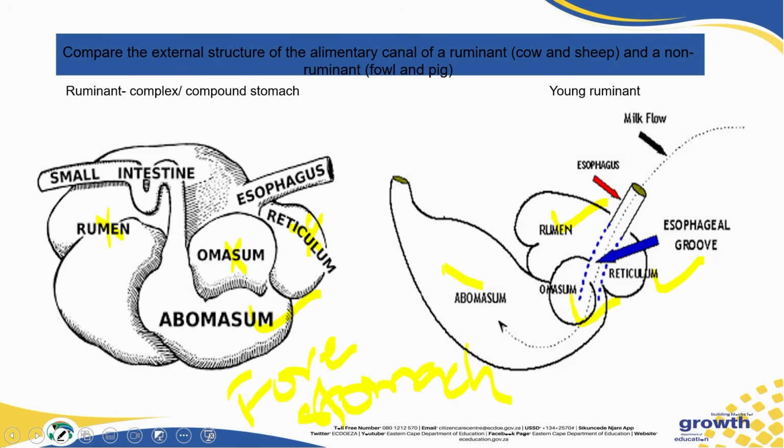These fore stomachs, that is the rumen, reticulum, and omasum, just form a tube down straight into the abomasum. So this tube is called the oesophageal groove. It forms a continuation of the oesophagus, that is why it is called an oesophageal groove. It just forms a groove directly into the main stomach.